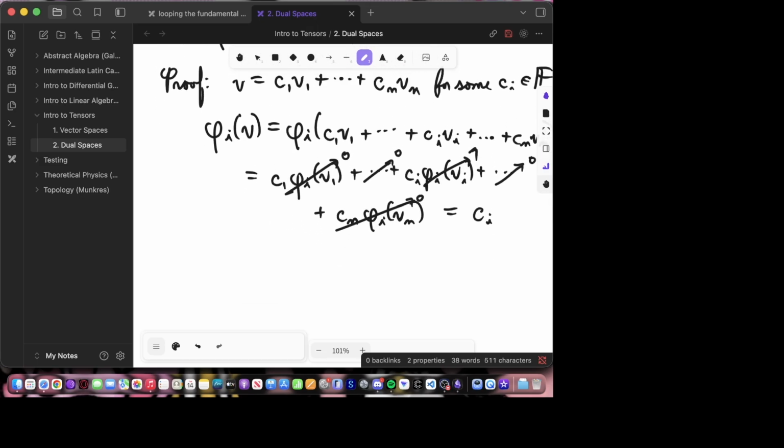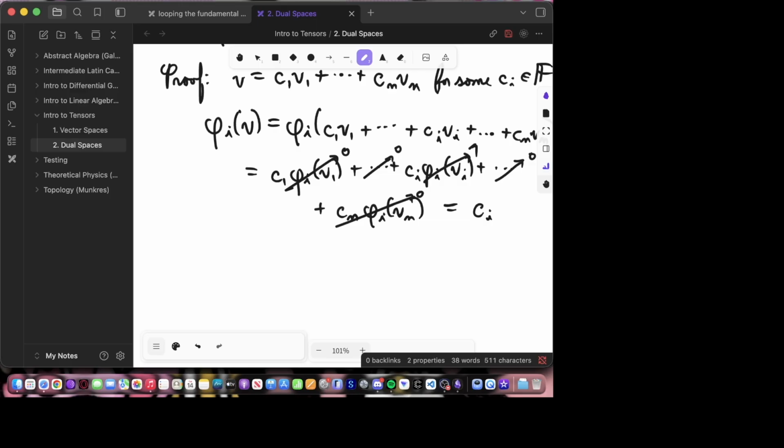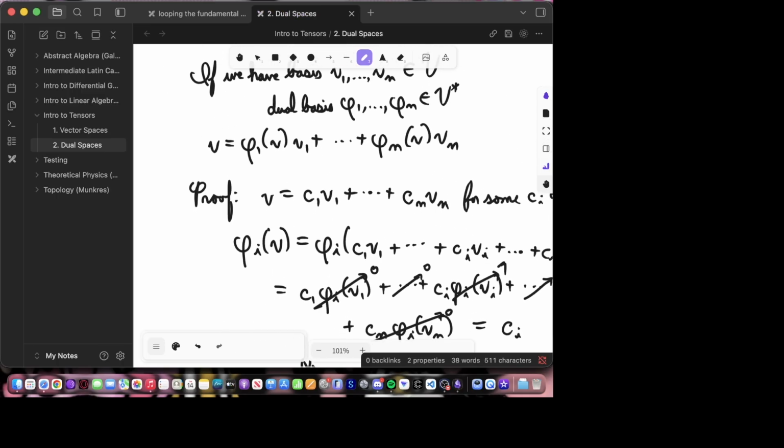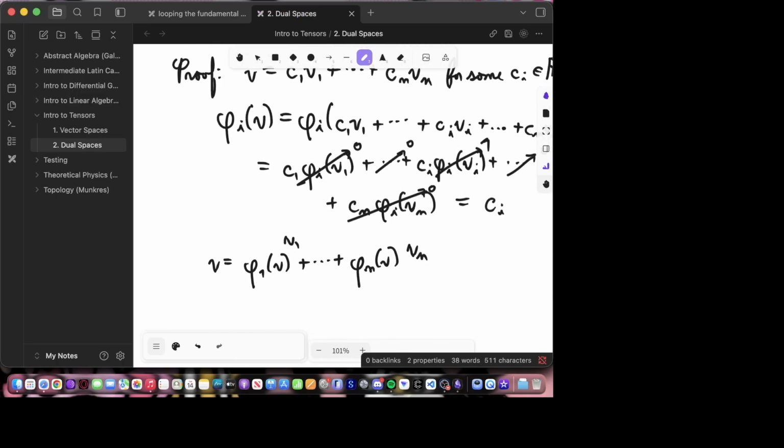Knowing this, we can replace each ci with phi i of v. So v equals phi1 of v times v1 plus dot dot dot plus phin of v times vn. And as we can see, this is our desired expression.